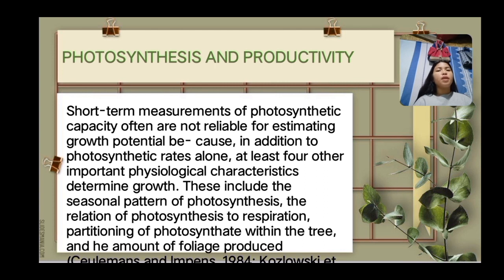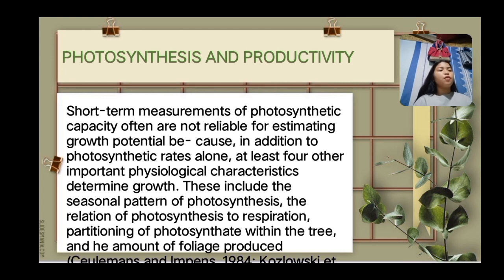So what is the connection between photosynthesis and productivity? As we all know, photosynthesis is the one that makes the food for the plant. It is the major contributor to the growth of a plant. So if maka-photosynthesize og tarong ang isa ka tanom, mas mo-taas, mas mo-increase ang productivity. Short-term measurements of photosynthetic capacity often are not reliable for estimating growth potential.